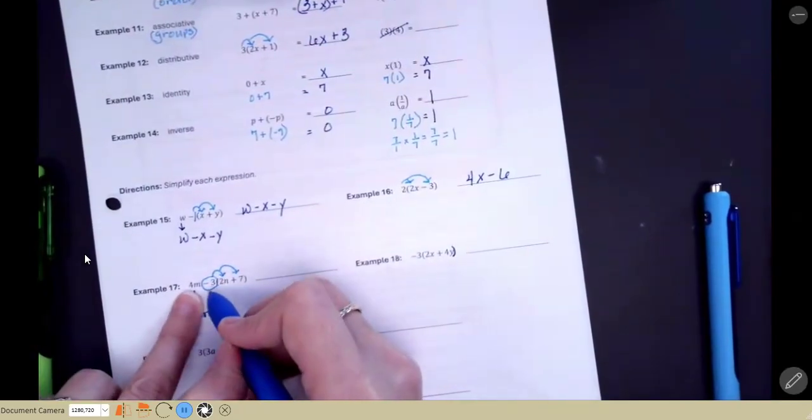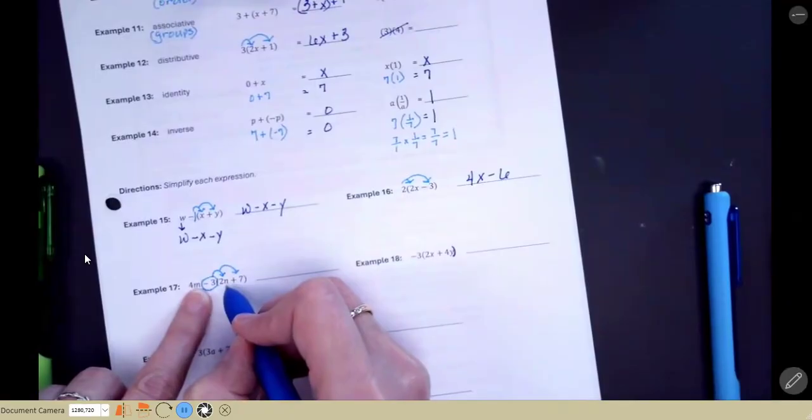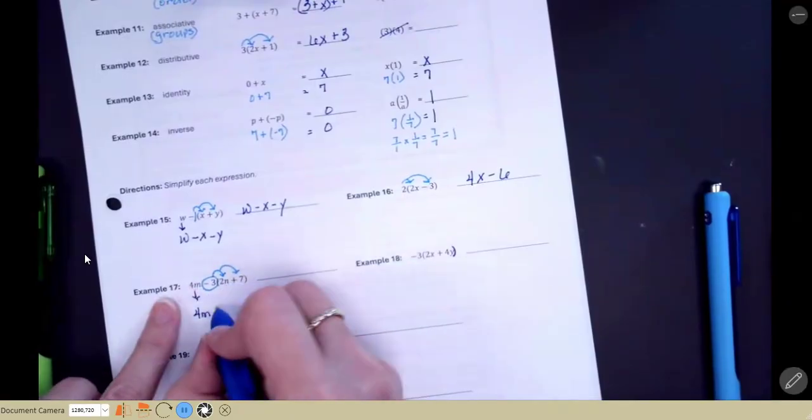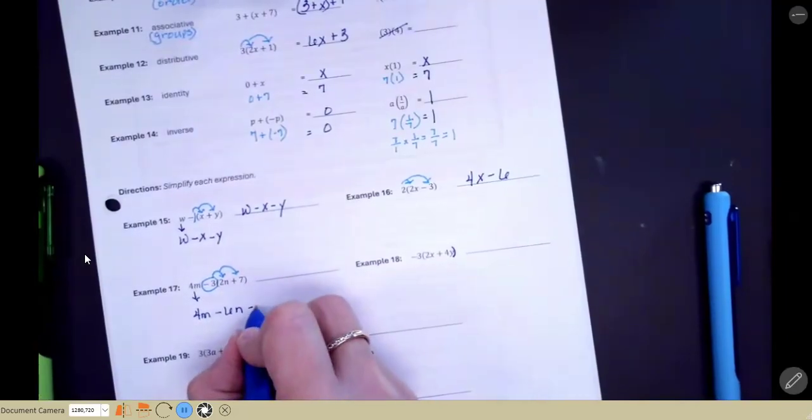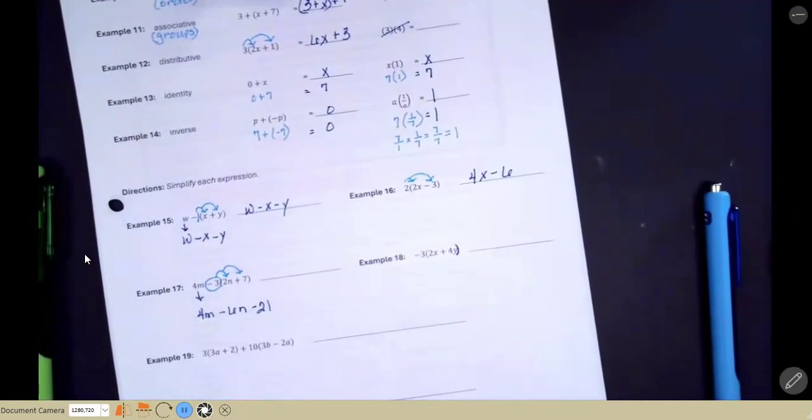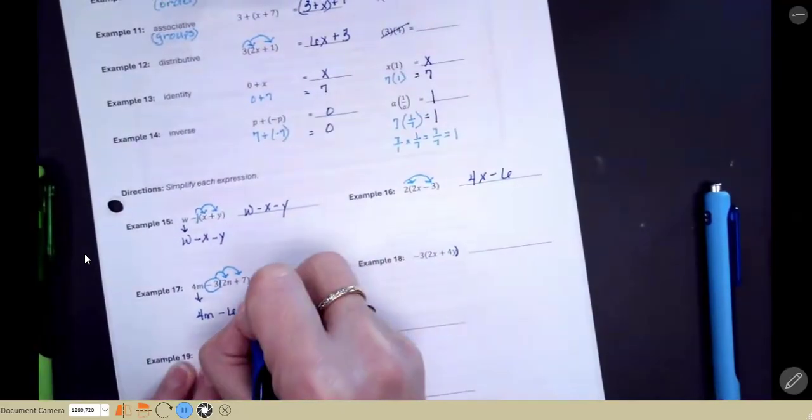And now I distribute negative 3 times 2n, negative 6n, and negative 3 times 7, negative 21. Can we combine any like terms? Are there any like terms? No, so this is our final answer.